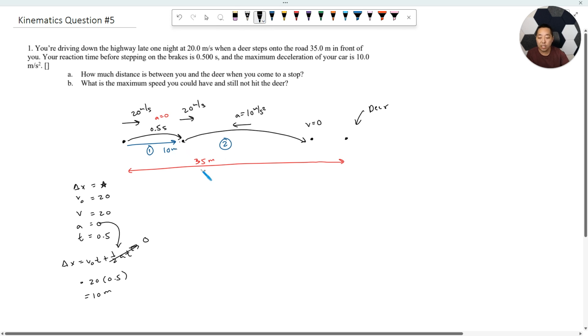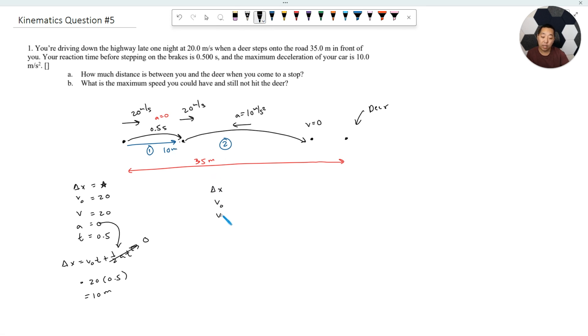Okay, let's do the second half of the motion. Again, you can't do it over the entire motion because the acceleration is varying. Right at this point here, the acceleration switches, so we have to start over again with a new process like this. Again, I want to know the displacement. The initial velocity is to the right. Let's say right is the positive direction, so it's 20. What's the velocity at the end of the motion? 0, because we come to a stop. What's the acceleration? Negative 10, because the acceleration is to the left, and left is the negative direction. And we're not given the time. So what equation relates these four variables? It would be this.